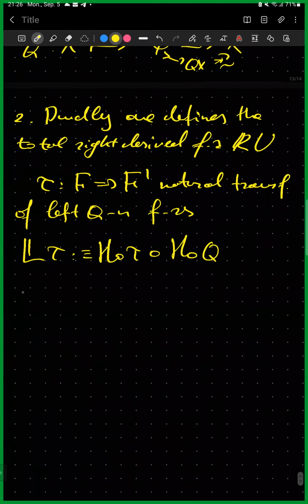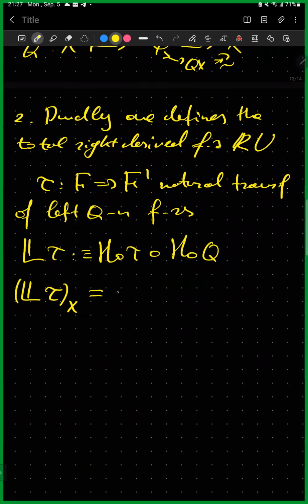So yeah, for the components of this total left derived natural transformation, we have the following identity. And similarly for the natural transformation between right functors.